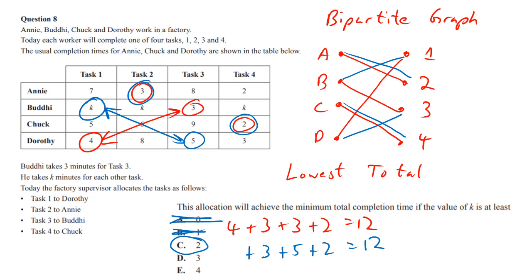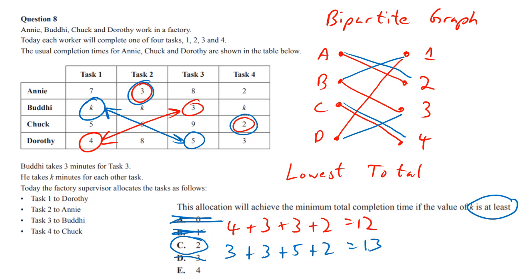Now what would happen if he had chosen D3? Then the red allocation is the best allocation. But why does that make D wrong? Because when K, we want the least value of K. There's that least word in there. So that's why D is wrong.